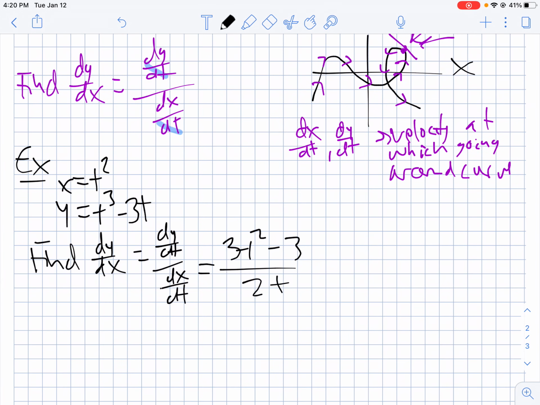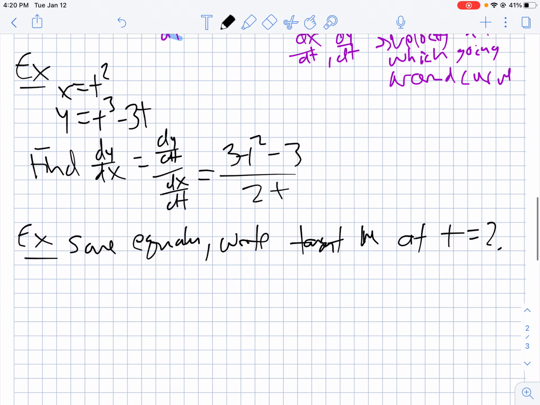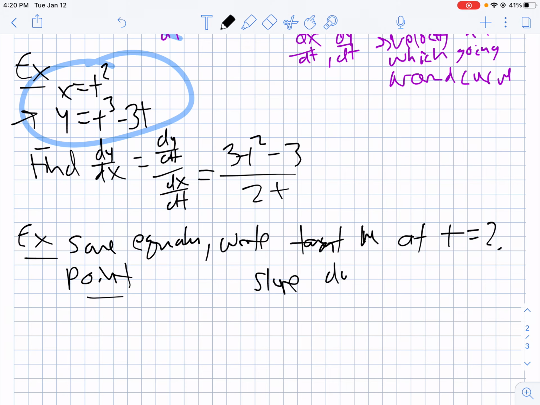If it asks you in another example, using the same equations, what is the tangent line at t equals 2? Anytime we're writing a tangent line, we need to find a point, and we need to find the slope. In this case, that slope is the dy/dx. So the dy/dx at t equals 2 would be 3 times 2 squared minus 3 over 2 times 2. So that's 12 minus 3, that's 9 over 4.